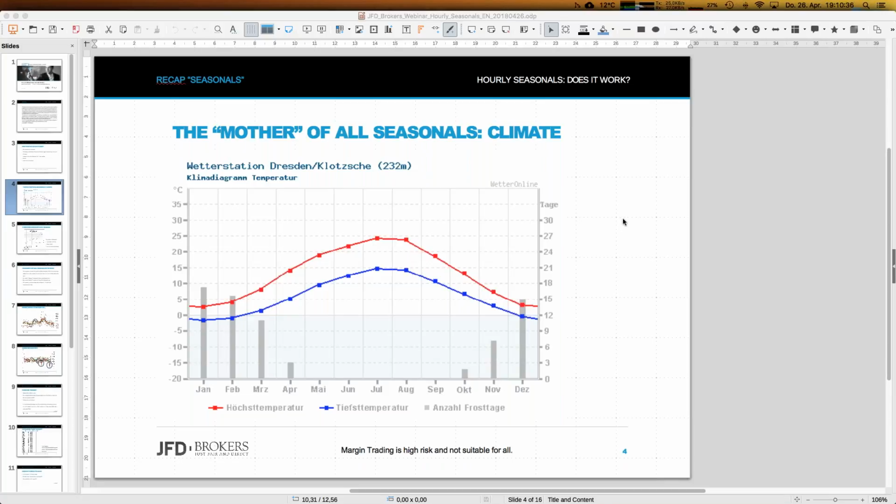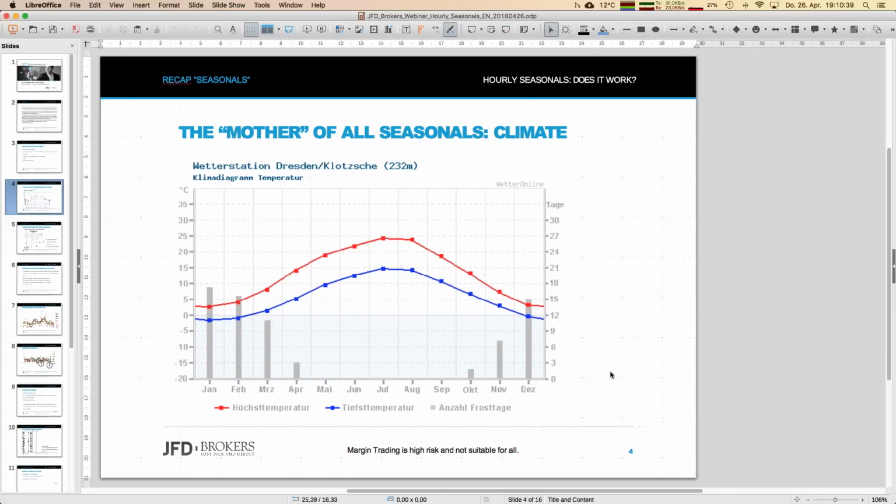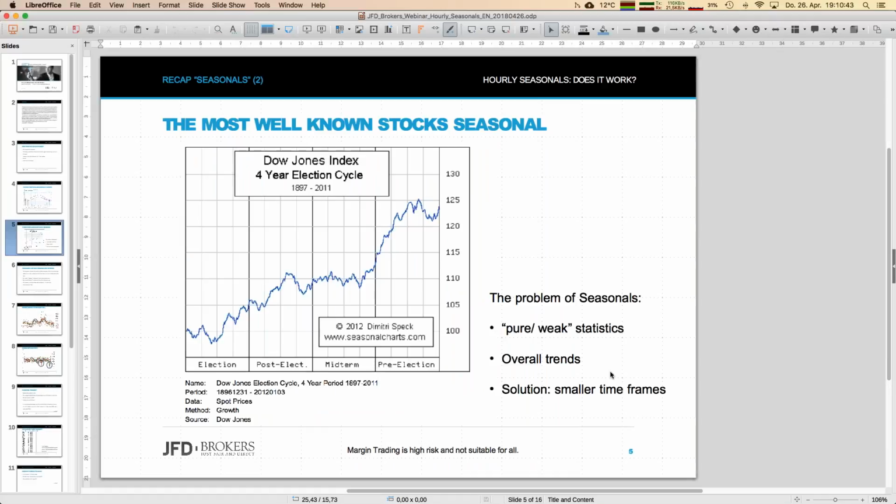That's easy stuff. The first thing we can go to here, in order to get a little bit more to markets we are used to, is the most well-known stock seasonal, and that is what's called the Dow Jones 4 year election cycle. The story behind is quite simple. We know that every 4 years we have elections in the United States. And the author here has divided the period of election into, let's say, 4 sub-periods: the year of election, the post-election year, the midterm year, and the pre-election year.